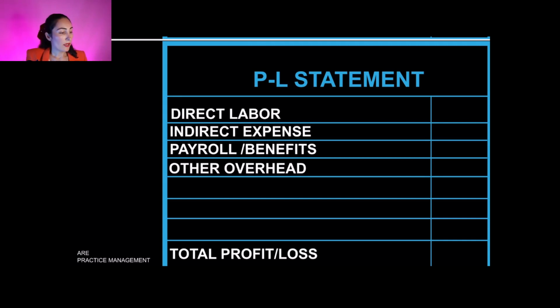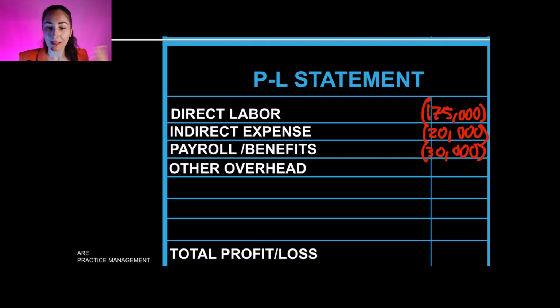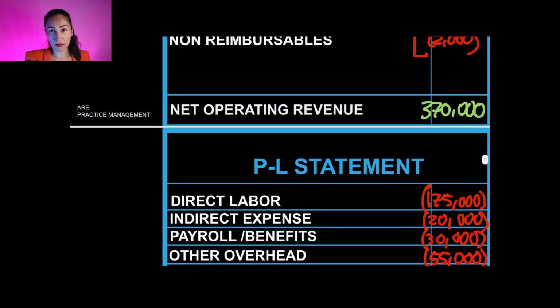Direct labor is going to amount to $175,000. And indirect labor and indirect expenses, I'm just going to combine both in this line item. Those amount to $20,000. Payroll, benefits, all of that costs the firm $30,000. And finally, other overhead, which was that long list of items that I just read off, we'll say amounted to $55,000. The math reveals that the firm has a profit of, how do we find the profit here?